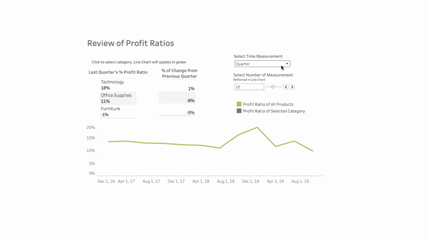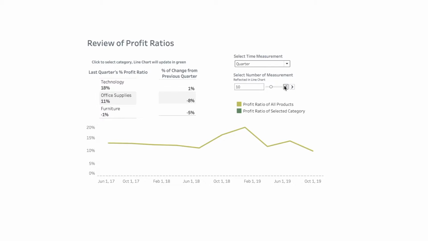For our demonstration, we'll change the time measurement to quarter and review the 10 most recent. Now, if we want to see how each category compares to the overall profit ratio in tan, we'll look for a green line to show up when we select a category.